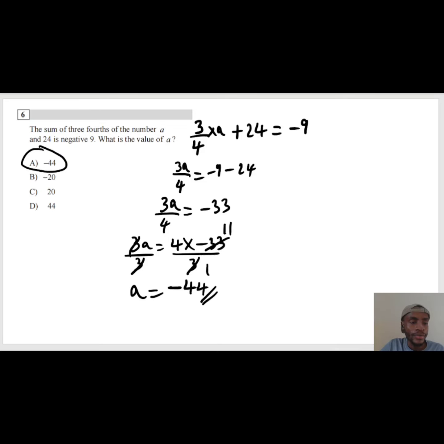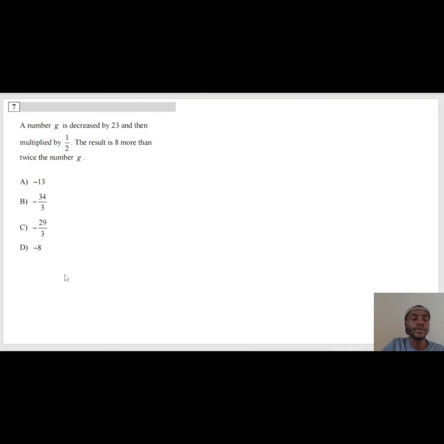Okay, moving on. Number 7. A number g decreased by 23. So there's a g here. You decrease it by 23. And then multiply by what? 1 over 2. So 1 over 2 times g minus 23. The result is 8 more. I told you it's plus. 8 more. 8 plus twice of g, or 2g plus 8.